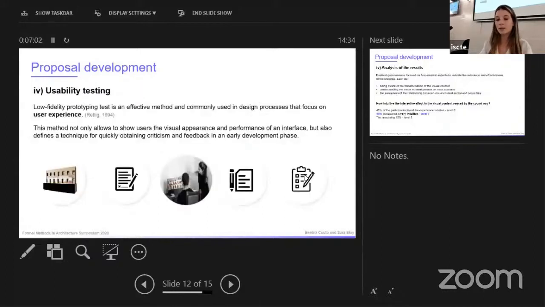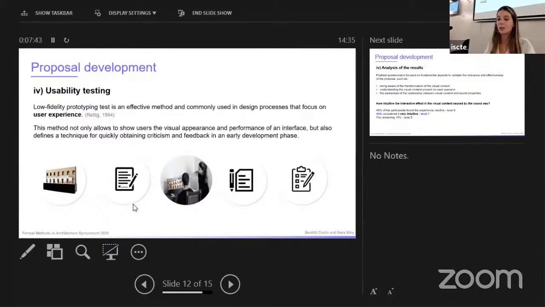About usability testing, we did a lo-fi prototype, which is an effective method commonly used in the design process that focuses on user experience. This method is a good technique because it not only allows the users to see the visual appearance and the performance, but it is also a quick way to obtain feedback and criticism in an early development phase. So here are the phases of the test, not including the one we needed to build the prototype and to design the visual content.